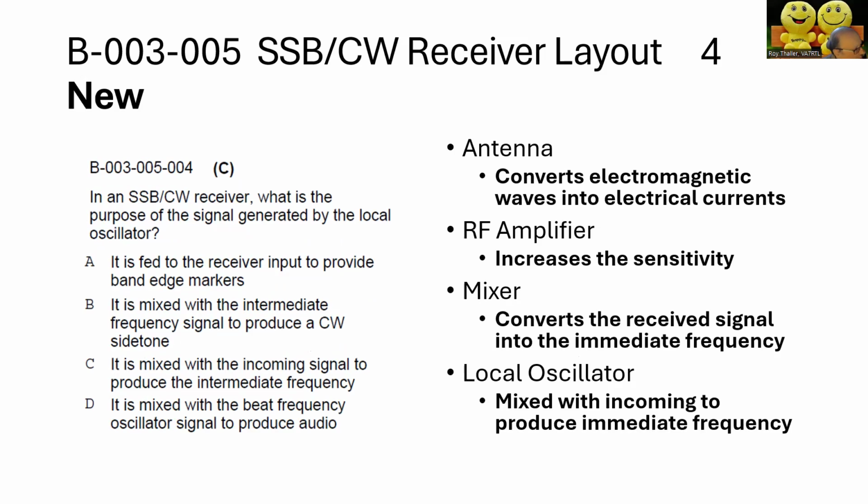Another new question. In a single sideband CW receiver, what is the purpose of the signal generated by the local oscillator? So the local oscillator is mixed with the incoming signal to produce the IF frequency, or the intermediate frequency. So C is the correct answer.